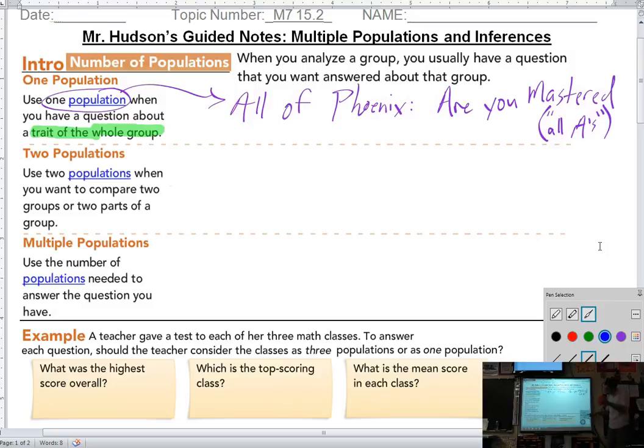So when we want to compare, highlight or underline the word compare. We want to compare two groups. Hold up, I need you to notate this. Let's make our two groups 7th grade versus 8th grade. Well, it's not about who wins, it's about collecting data. So what question could you ask that might have some variance between 7th grade and 8th grade?